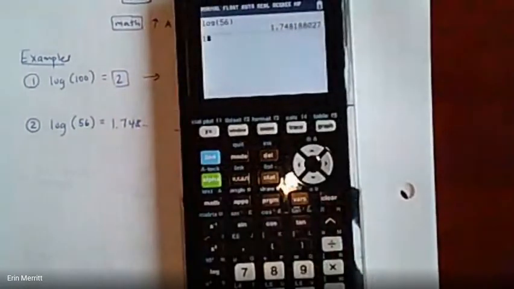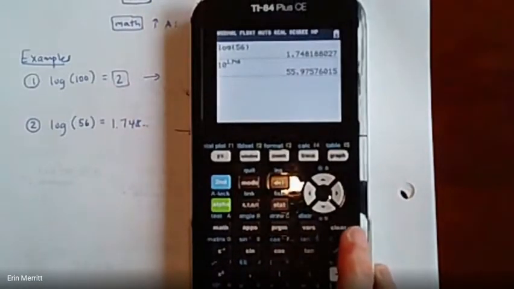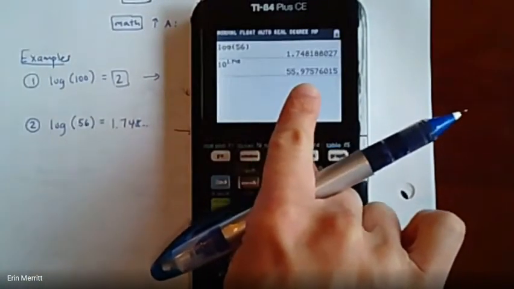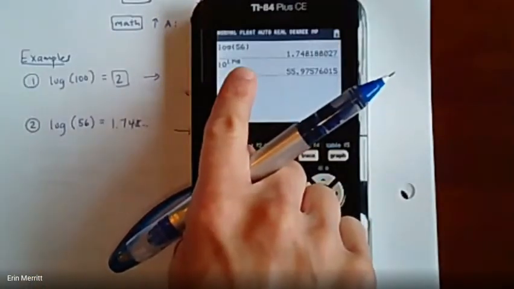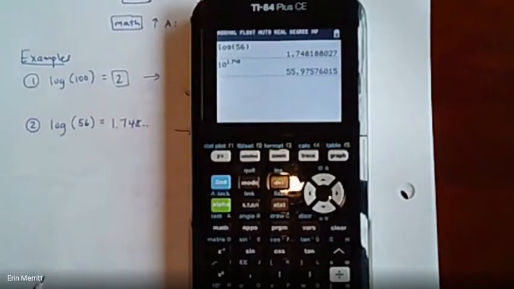Sure. If I do 10 and I raise it to the 1.748, it's going to get me pretty close to 56. I rounded it, so this answer is going to be a smidge off, but 55.97 is pretty close to 56. Right? But that's what it means. You're finding the exponent that 10 is going to get raised to be able to produce that number.